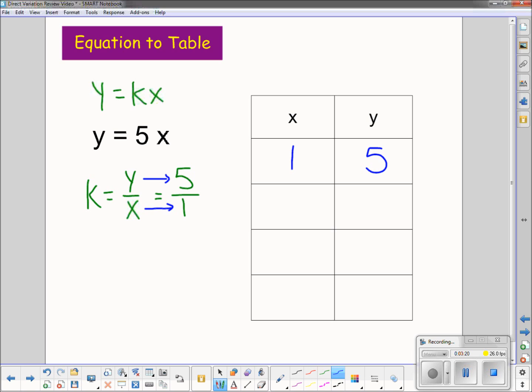Now for the remainder of the table, I can just find equivalent pairs. I can multiply by 2, I can multiply by 3, I can multiply by 5 or 10 or 20, any numbers that I want to create equivalent pairs. And you see that I went ahead and filled in the rest of the table with equivalent pairs. And that is how you change from an equation to a table.